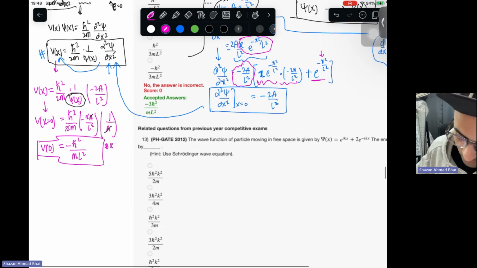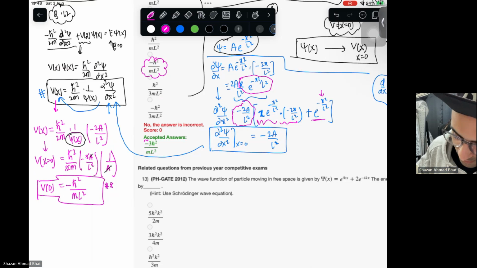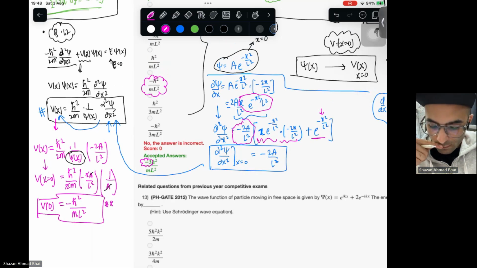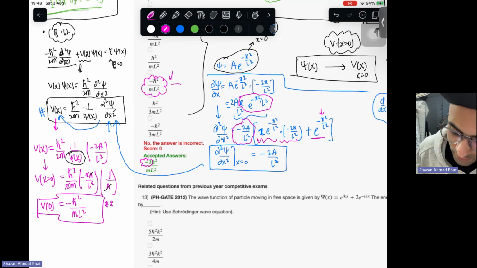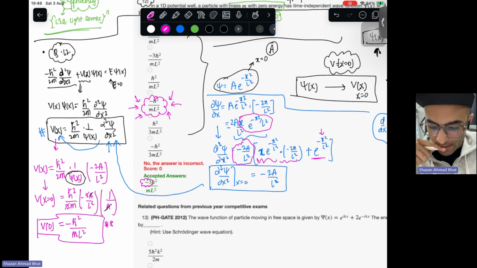And this is the answer of this particular question. Again, there's a mistake over here. The actual answer is −ħ²/(mL²), not minus 3. I cannot comprehend how this minus 3 comes up in this question. But if you have any doubt, you can ask in the discussion forums, or if any one of you gets this minus 3 in this particular question.